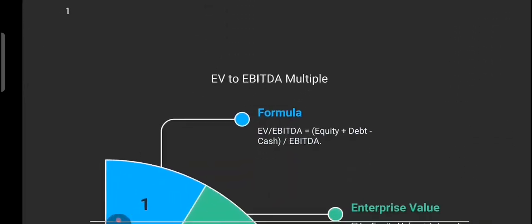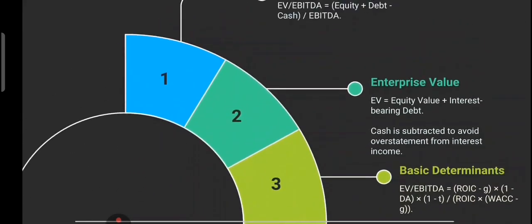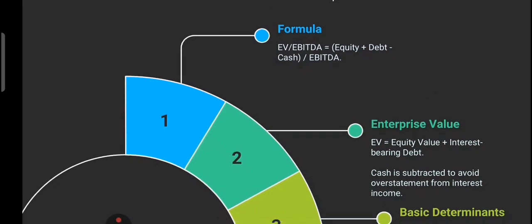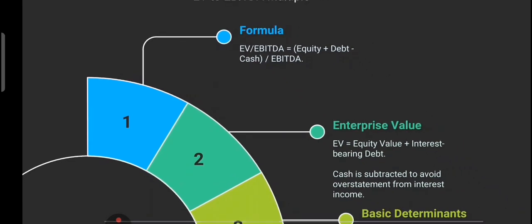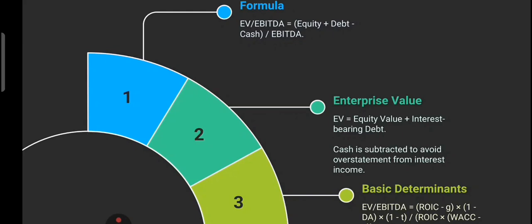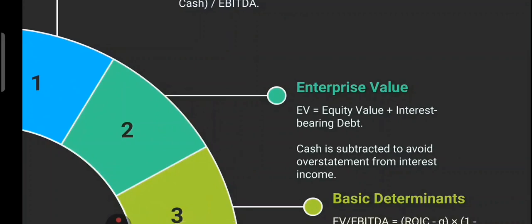Now friends, let's look at some other multiples, like the EV to EBITDA multiple. Let's talk about it. What is this EV to EBITDA multiple? First of all, what is enterprise value? Enterprise value is the sum of equity value plus interest-bearing debt, minus cash. Cash is subtracted. So this is called enterprise value: equity value plus interest-bearing debt minus cash. Why do we subtract the cash?